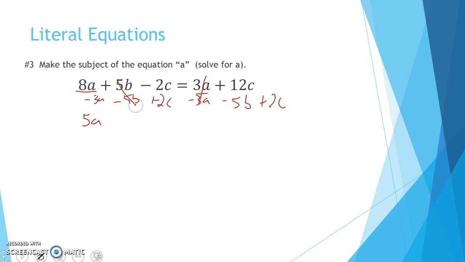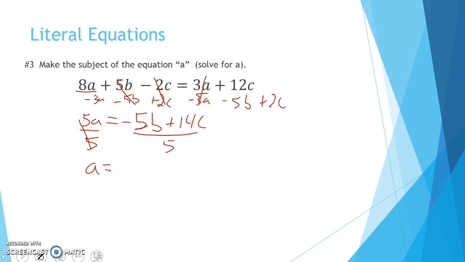That way, these will cancel on the left, and I'll just have 5a is equal to negative 5b, and then 12c plus 2c is 14c. But I want to get the a by itself, so I'm going to divide everything here by 5. There's a couple ways that I could write this, and I want you to recognize that they are all the same. I could just leave it like this, negative 5b plus 14c over 5.